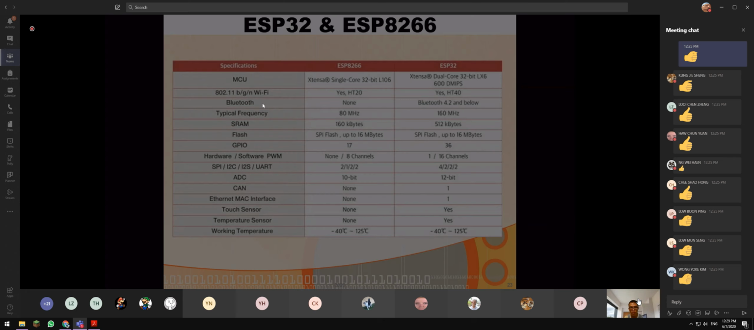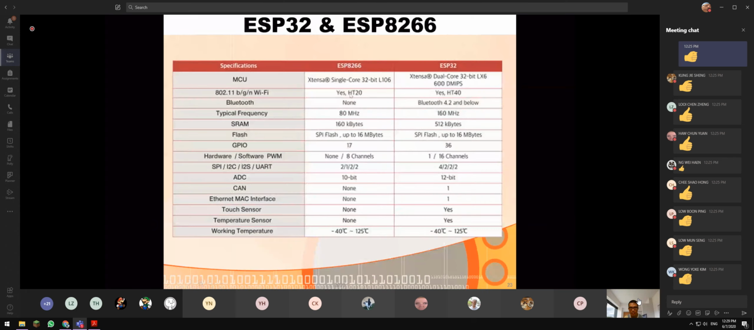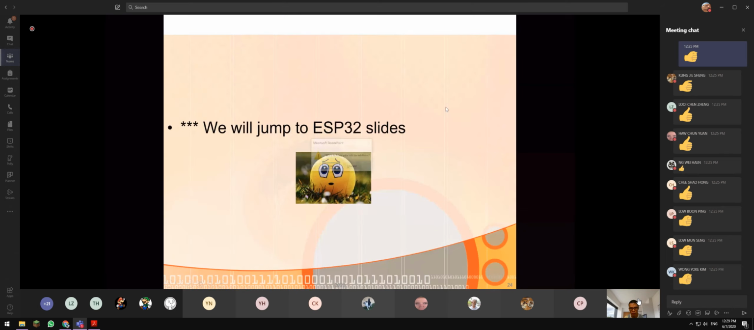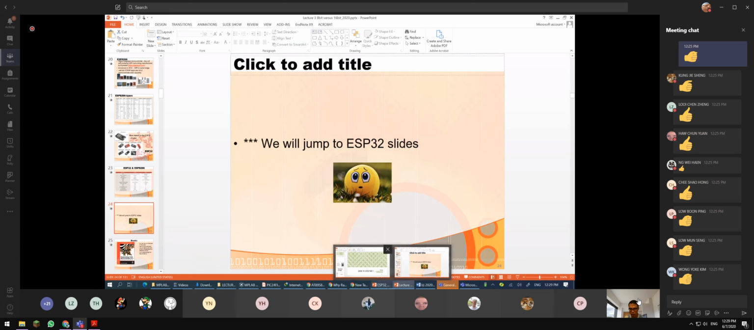Okay, let's move on. Here are the differences between the ESP32 and the ESP8266. I'm not going into details on this. Definitely the ESP32 is better and more powerful. Let's jump to the ESP32 slides. I hope everything is okay.